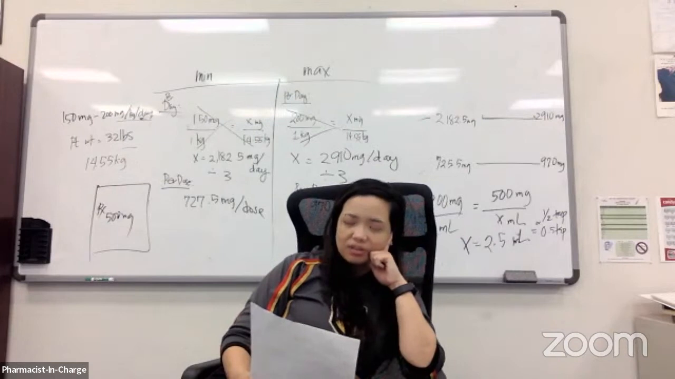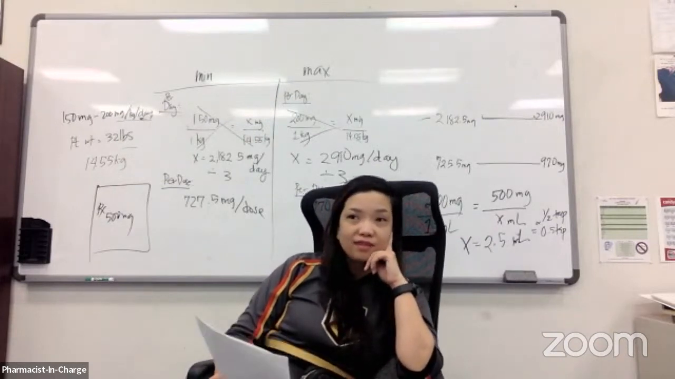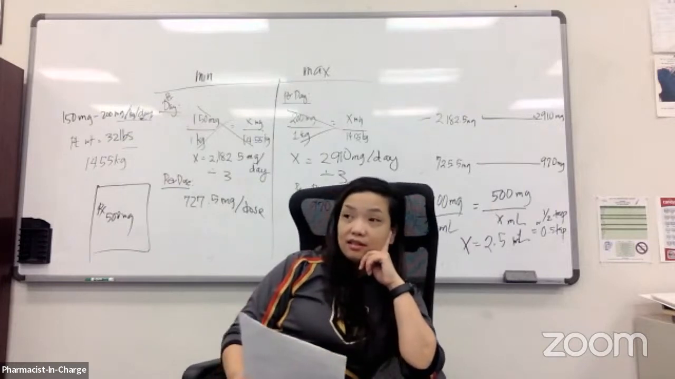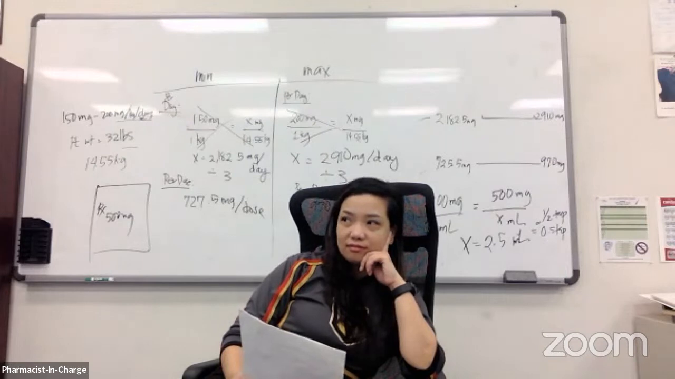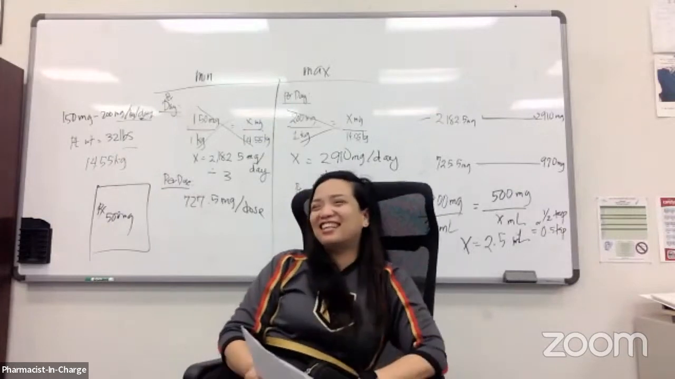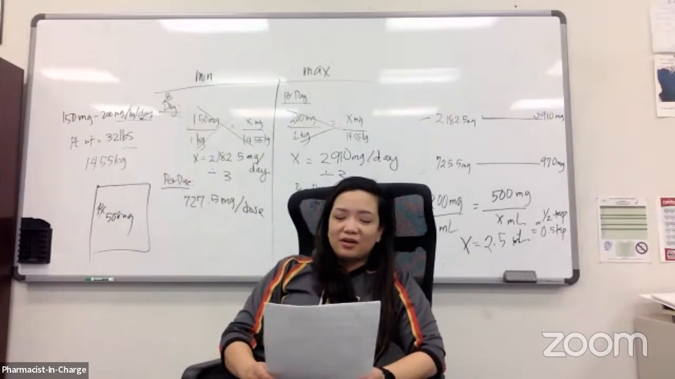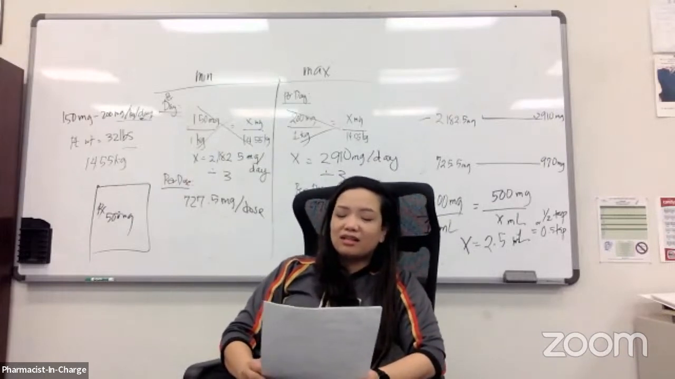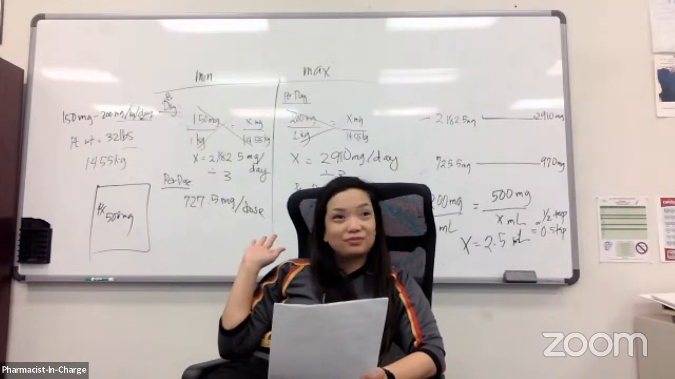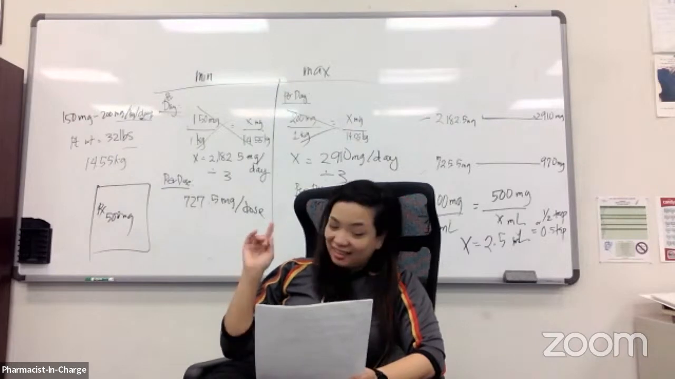11,362.5 milligrams per day. Who got that one? Hands up. It was Gio, I saw he got it. Per dose is 2,840.63 milligrams per dose. Hands up. No? Okay.